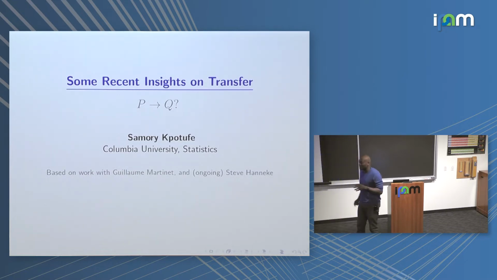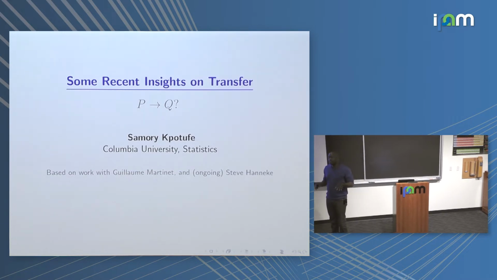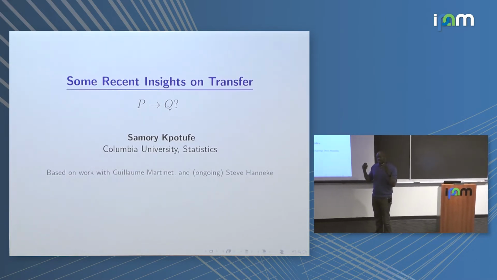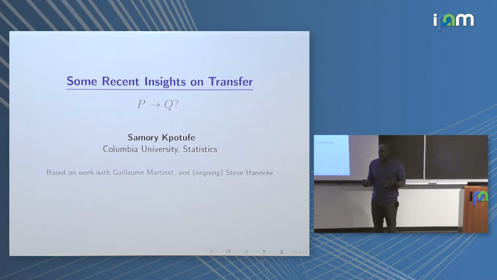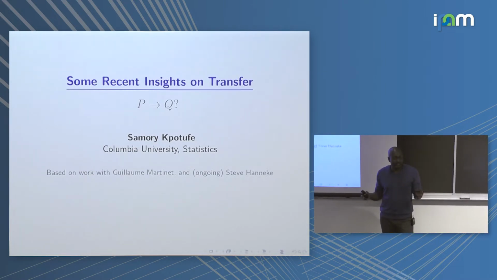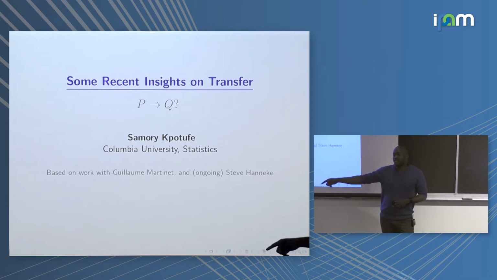So what is transfer learning? The most basic way to explain it is we have data from a particular distribution, and we train on that data. However, we are interested in performance under a different distribution than the one on which we trained. So that's the basic premise. We train on some distribution P, but we are interested in doing well under a distribution Q.